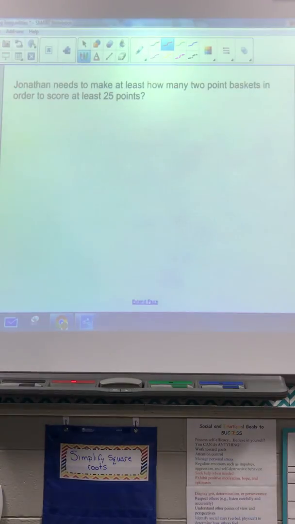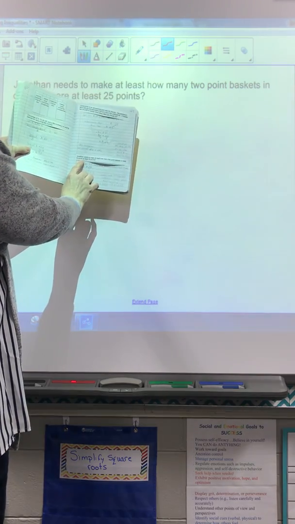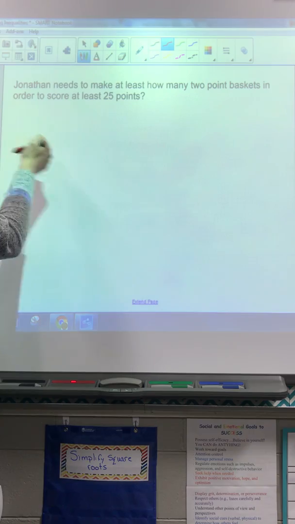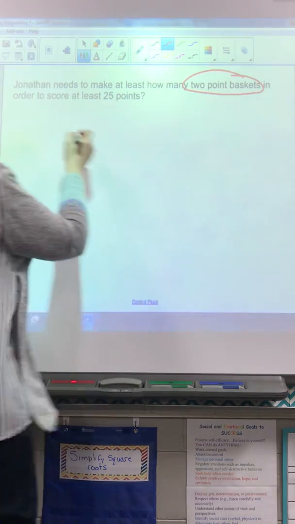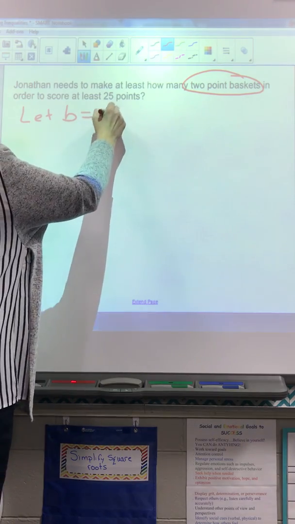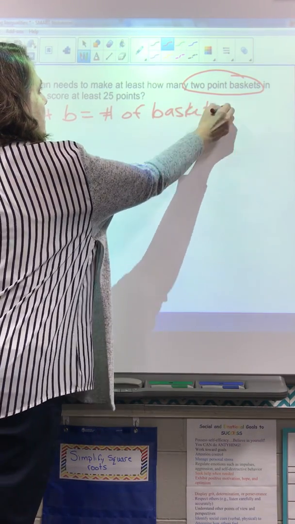Your next problem, Jonathan. Cut out Jonathan's problem and please put it right underneath Natalie's problem on the bottom of page 123. Jonathan needs to make at least how many 2-point baskets in order to score at least 25 points? I'm going to define my variable. It's asking me how many baskets. So let B equal the number of baskets that Jonathan has to score.